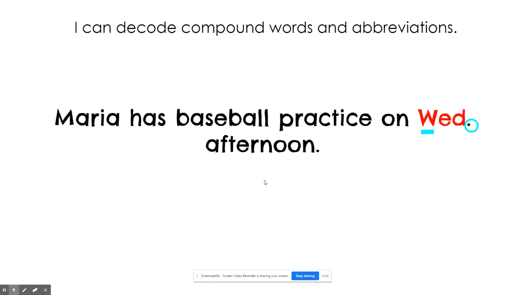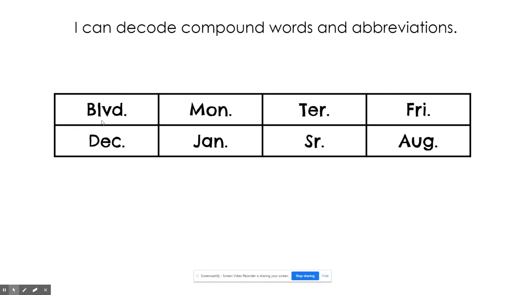Let's look at a few more abbreviations, okay? BLVD is the abbreviation for Boulevard. So for example, I live on Quincy Boulevard. MON is the abbreviation for Monday. So today is Monday. TER is a little bit harder. It's the abbreviation for terrace. And that's kind of like saying boulevard or avenue after your street name. So you might say, I live on Sierra Terrace, and TER would be the abbreviation for that.